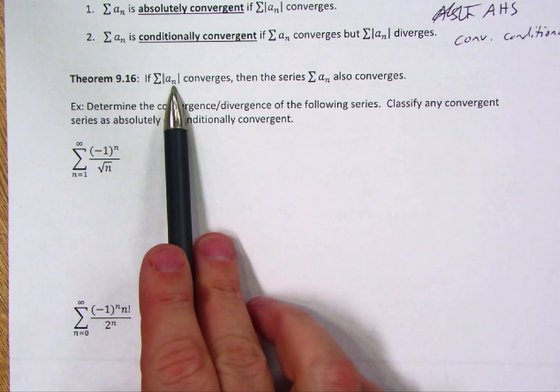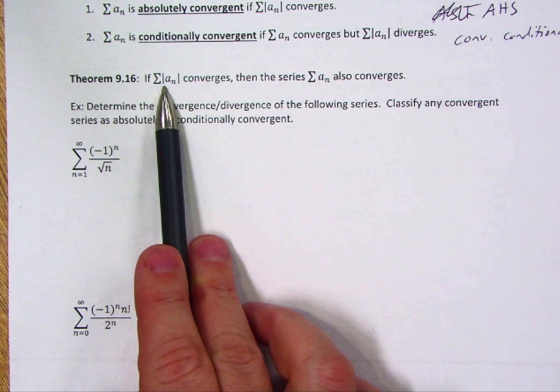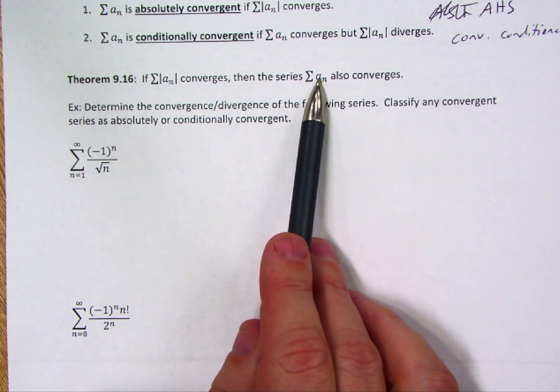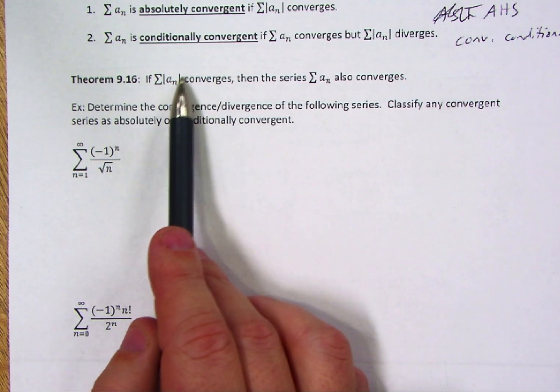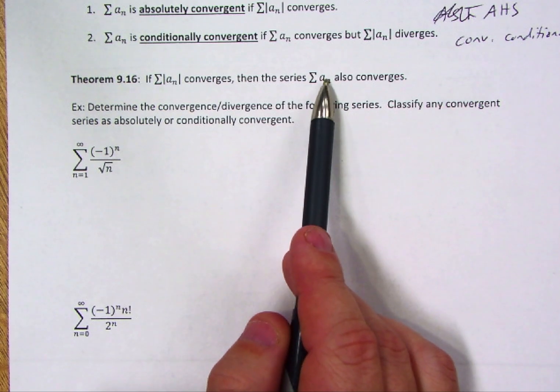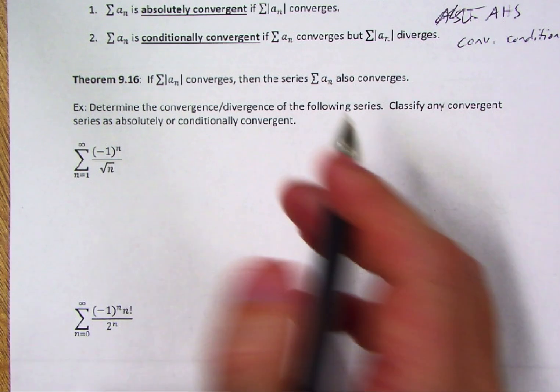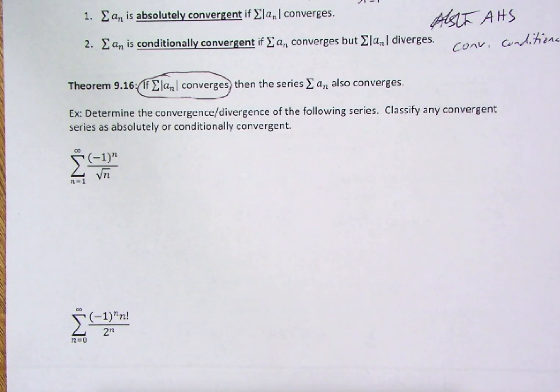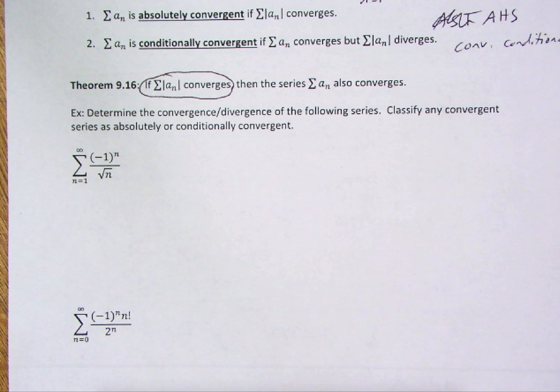So if the series with absolute value converges, then without the absolute value it is certainly going to converge. Like if all those terms are positive and it converges, well then that series is going to converge in general. So what this means is we always want to test for absolute convergence first, because if it converges absolutely, we're done. If it doesn't, then we have to test more stuff, which we'll get to. But we always want to test for absolute convergence first.